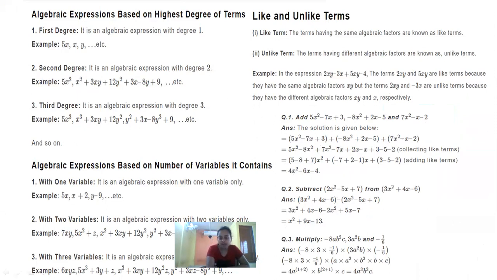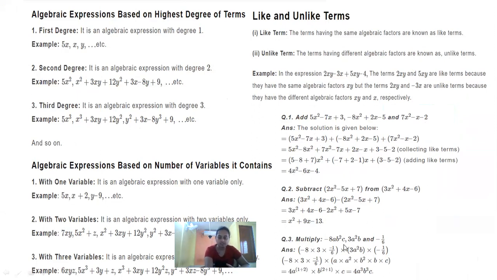Now later we will be collecting the like terms, that is 3x squared minus 2x squared, in one bracket. After that you will be doing 4x plus 5x in another bracket, and then minus 6 minus 7. So finally you will be getting the answer x squared plus 9x minus 13.